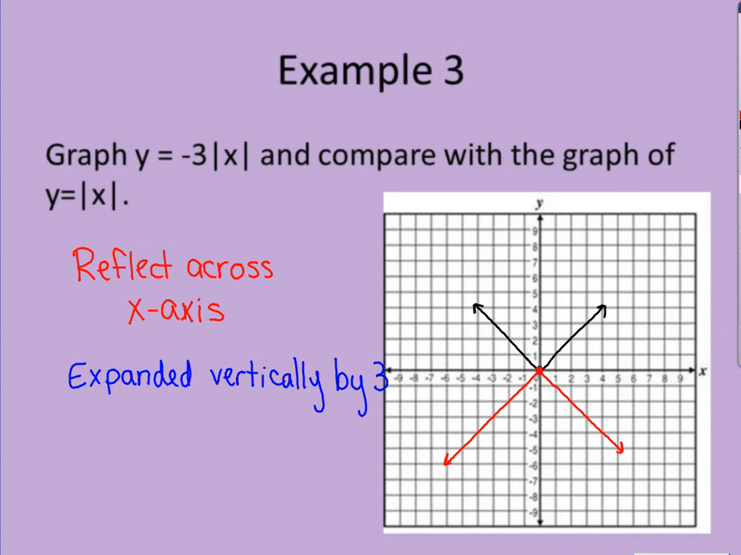So if our graph is expanded vertically by 3, this means instead of having a slope of 1, it will have a slope of 3 over 1. Since it is now negative, this means we're going to go down 3 over 1, down 3 over 1. We're going to do the same thing on the left that we did on the right. So the final graph will be the blue graph. So that blue graph is the graph of the line y is equal to negative 3 times the absolute value of x.